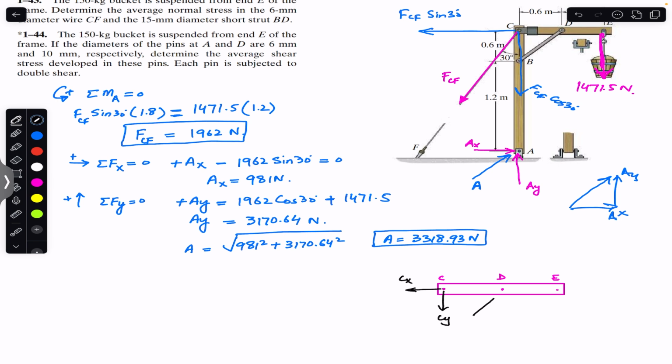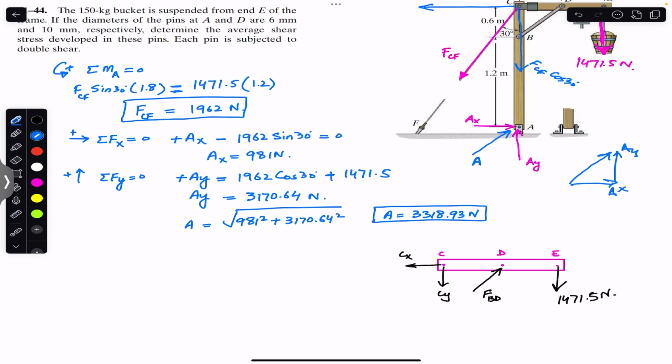At D we will have the strut force on that CE member. We will have FBD, the force of this strut on that pin at joint D. And at E we will have the weight of the bucket, which is acting vertically downward, 1471.5 Newton.